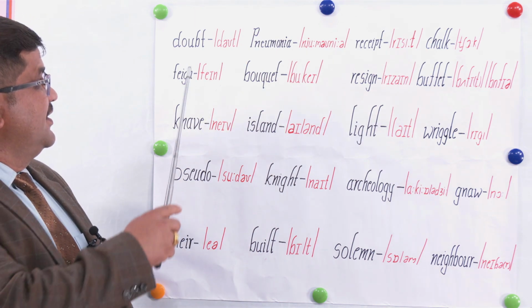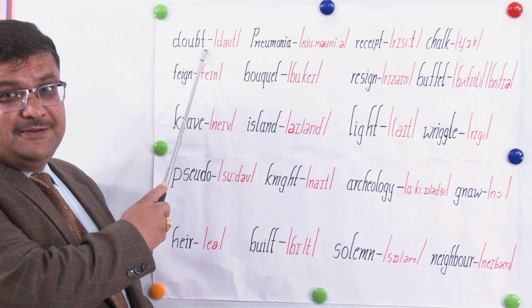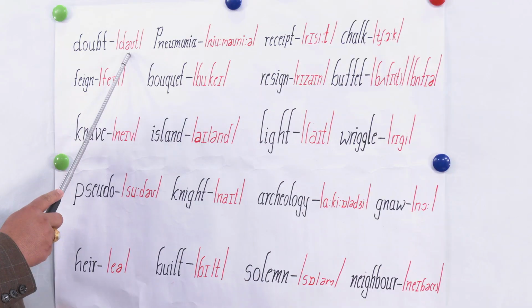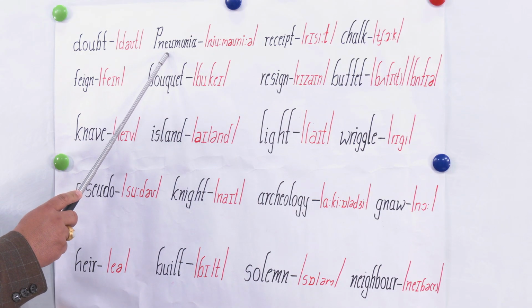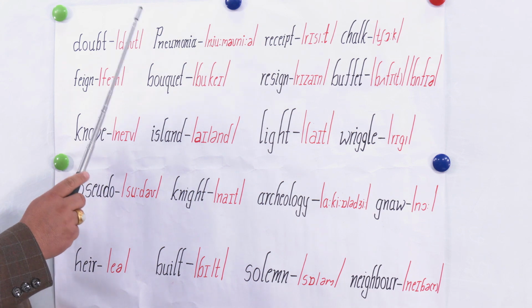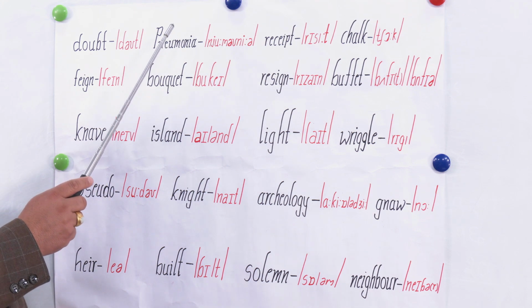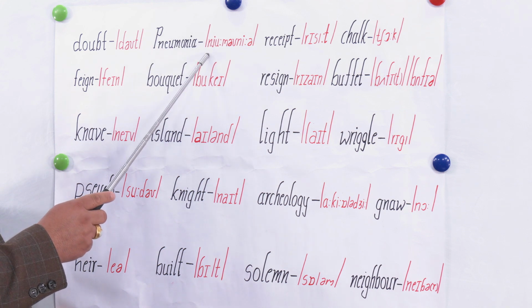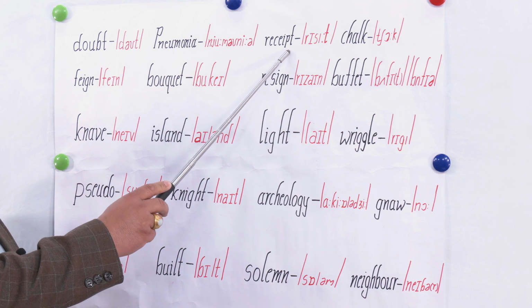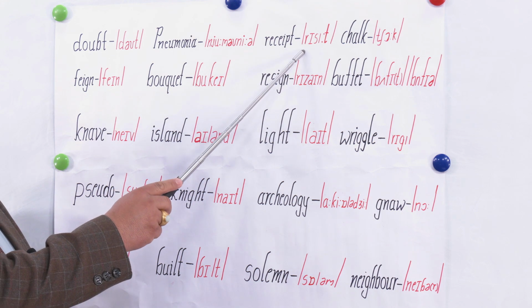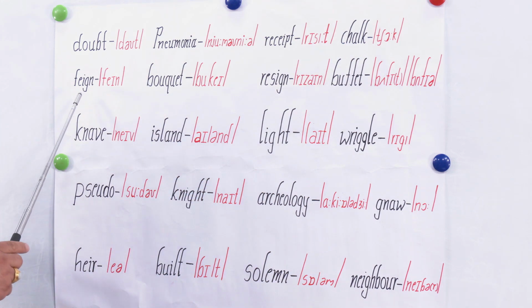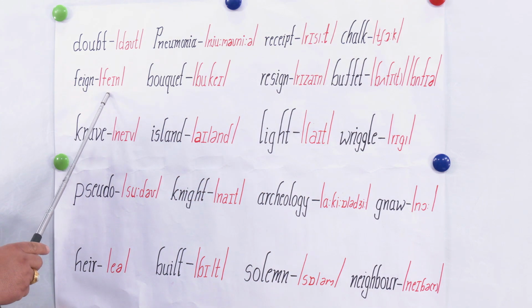So, can you pronounce this word? Good. It is pronounced with doubt. Similarly, the second word, pneumonia. So, please identify the silent letter in the given words and underline them. Similarly, the third word is receipt. Next one is choke. Next one is feign.